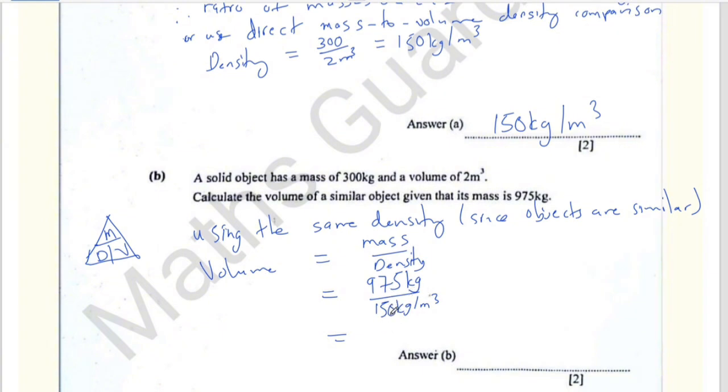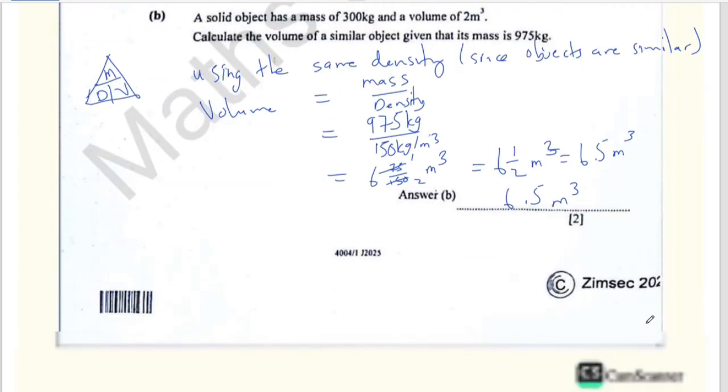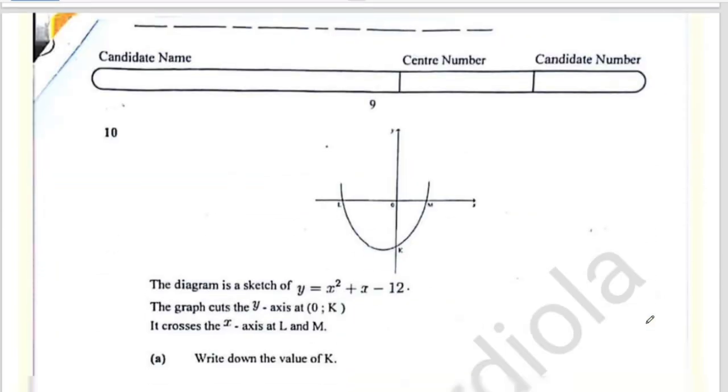So 975 over 150 is going to give us 6.5, or 6 remainder 75 over 150, and then this is in cubic meters. Then we reduce to the lowest term, 75 over 150 is the same as a half, so 6 and a half cubic meters, or we can leave it as a decimal, which is equal to 6.5 cubic meters. Okay, so remember, with similar objects, the ratios are supposed to be the same. So that is how we do it for that question.